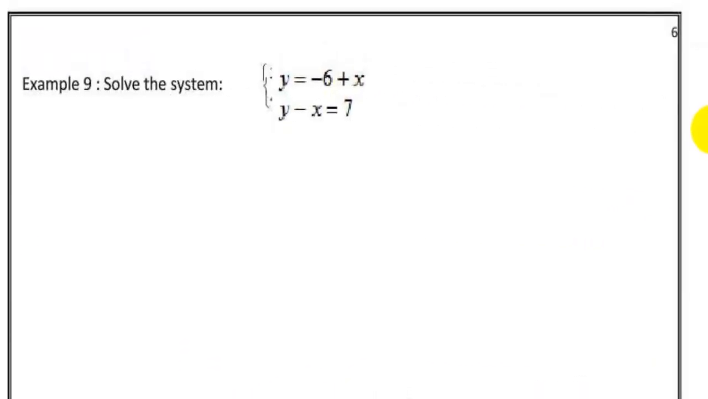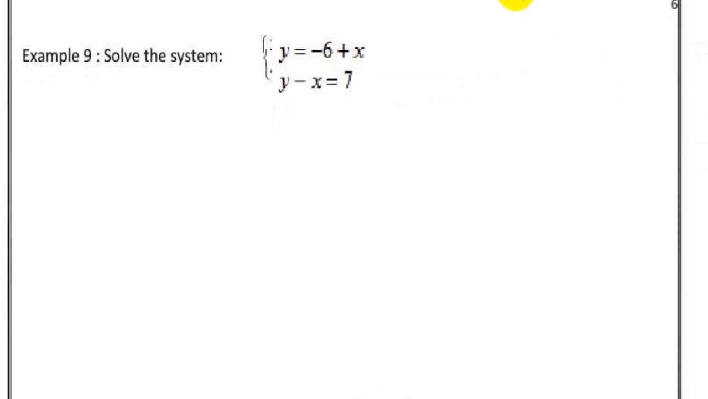Alright, let's have example number 9. Okay, example number 9, we need to rearrange our terms so that we'll have standard form. So let's write this as standard form. So when you subtract x from both sides, you will get negative x plus y equals negative 6. This one, I can just use our commutative property. Switch your y and negative x, so we'll get negative x plus y equals 7.